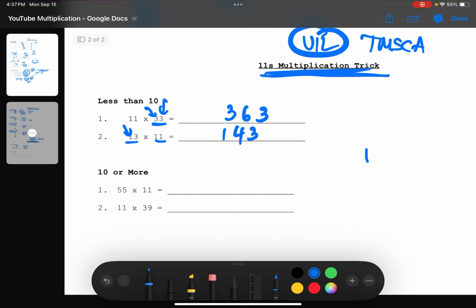The last one here is what happens if it adds up to more than 10, so like 10 or more. So in this case, we're going to write down the 5 first. But look, when we add 5 plus 5, that's 10. But when we have to carry the 1 over here, so 5 plus 1 is 6. So your answer is 605. Okay? The last one over here, again, we're going to write down the 9. Add 3 plus 9, which is 12. And then carry the 1, which makes it 4. So your answer is 429.